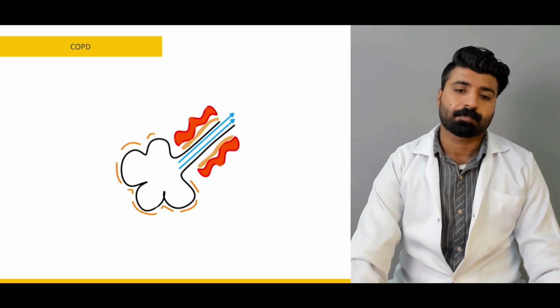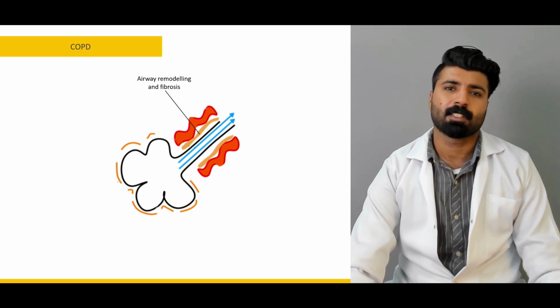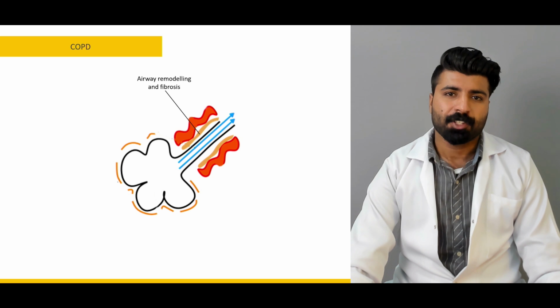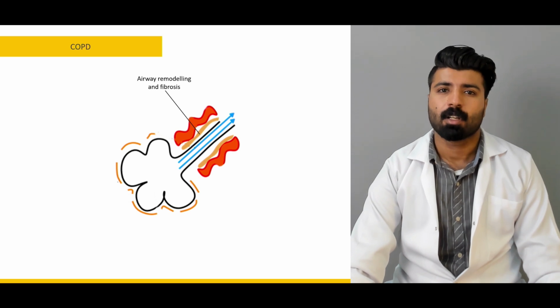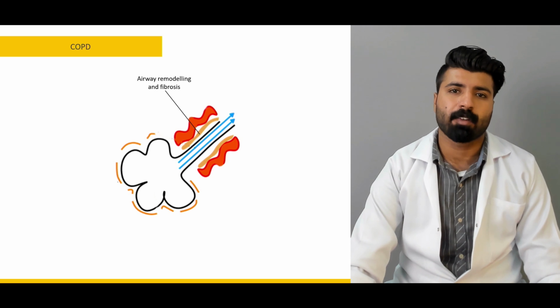Now let's get to the COPD, chronic obstructive pulmonary disease. What does it stand for? Chronic obstructive pulmonary disease. When do we say it's chronic? When a patient gets the disease for 3 months in a year, for consecutive 2 years, we call it a chronic disease, a chronic respiratory disease.